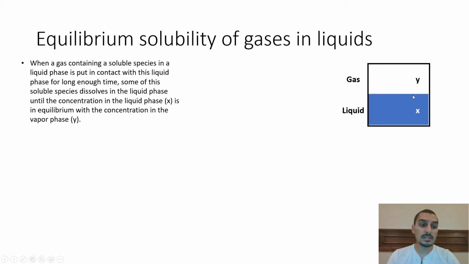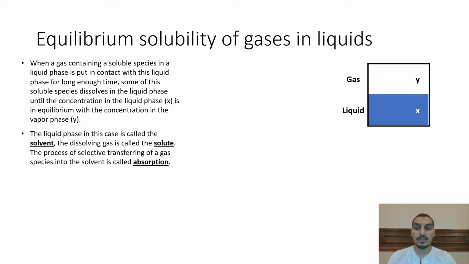And it stops because the composition in the gas phase is in equilibrium with the composition in the liquid phase. And this is what we mean by equilibrium, which is the compositions at which there is no further mass transfer going between the two phases. The liquid in this case is called a solvent, and the species that is dissolving in the liquid phase is called the solute, and the process is called absorption.